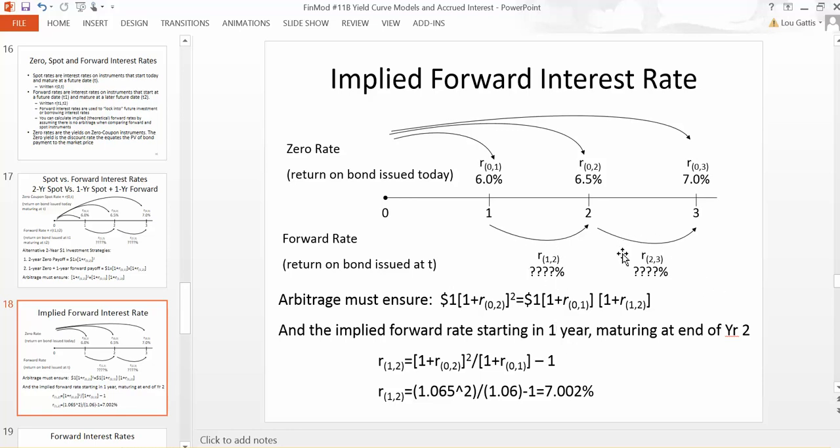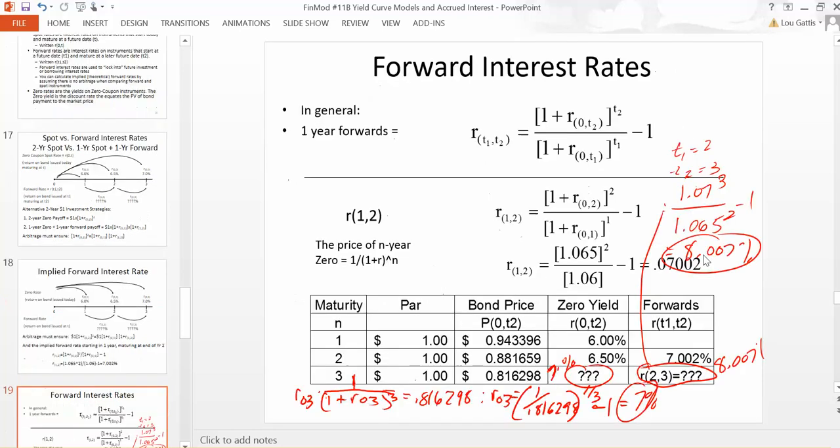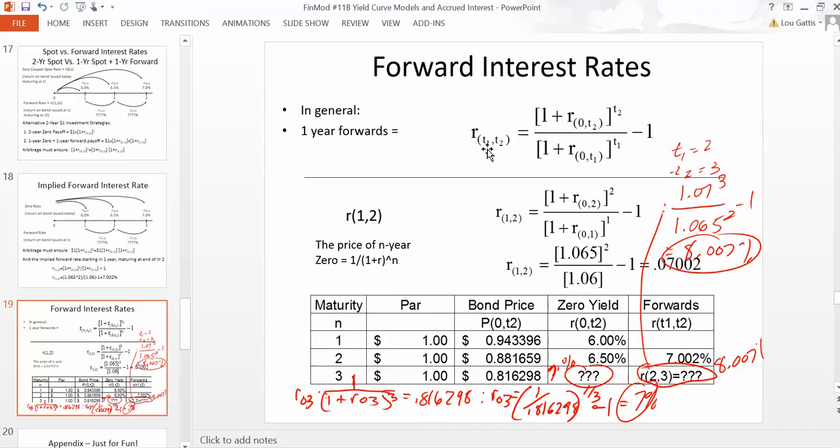I can use the same logic to calculate the 1 year rate 2 years from now. I should be indifferent between a 3 year investment in the spot market and a 2 year spot market investment and a 1 year forward. So I should be indifferent between a 3 year rate versus a 2 plus 1 year rate. Well, the general formula for the forward interest rate that starts in year 2 and ends in year 3 would be 1 plus the 3 year rate cubed over 1 plus the 2 year rate squared, minus 1. So my 1 year rate 2 years from now would be 1 plus the 3 year spot rate cubed divided by 1 plus the 2 year rate squared, minus 1, which is 8.07%. So that should be the 1 year forward, I'm sorry, the 1 year forward 2 years from now.